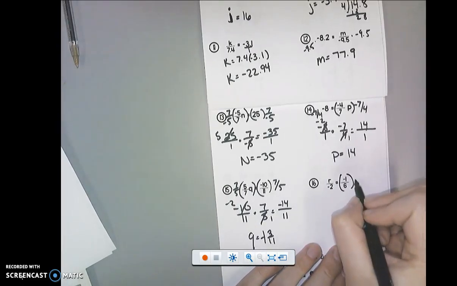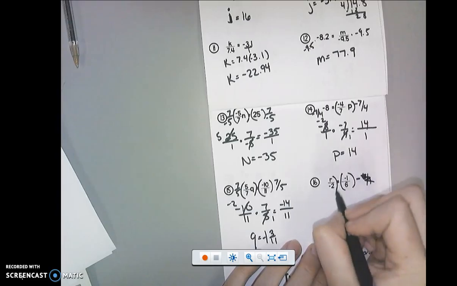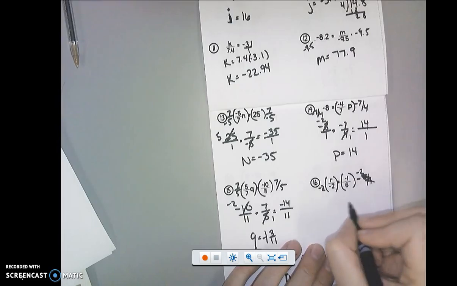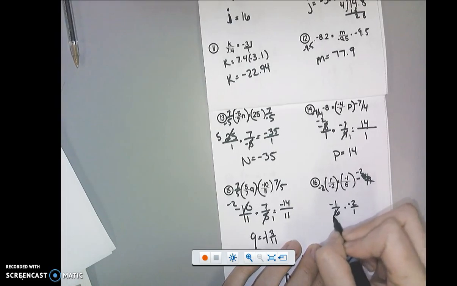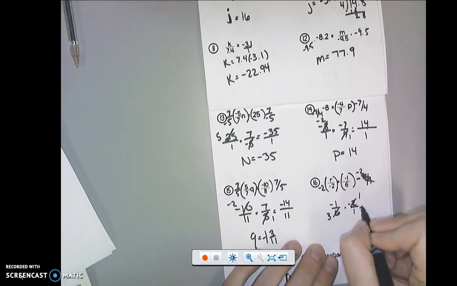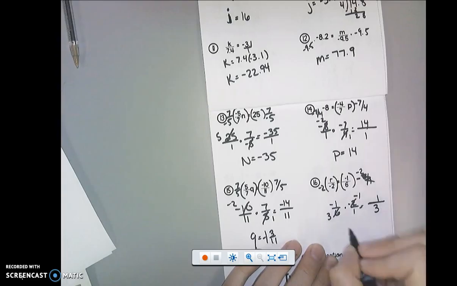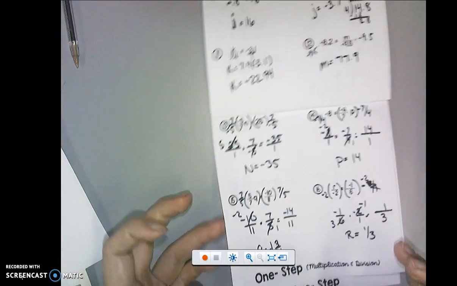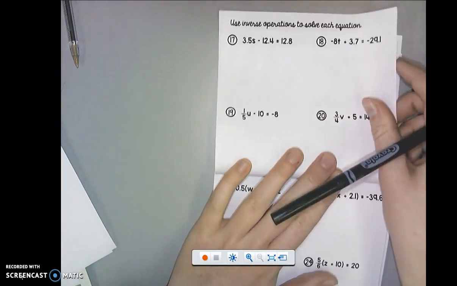And we're going to multiply by the reciprocal. Nope, not that. It's not the reciprocal. Negative 2 is the reciprocal. So I want to take negative 1/6 times, and that's going to cancel out to 1, 3, negative 1, or 1/3 equals R. How I can figure out reciprocal. All right, 2 steps. Same kind of deal. We're going to remember our reciprocal because that's going to help us a lot.